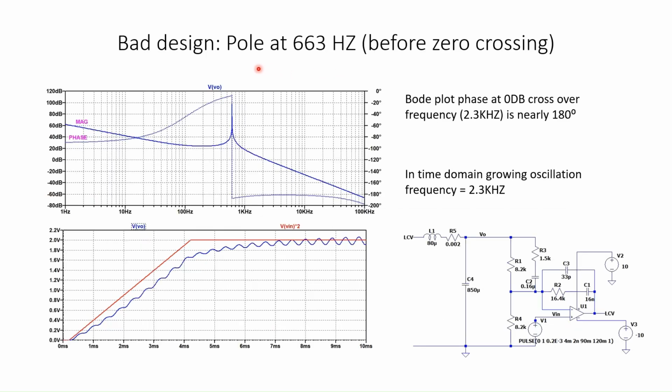I have done a bad design to compare with the design we have been discussing so far. So this is the open loop Bode plot of this bad design. Earlier, we had a pole after the magnitude plot crossed 0 dB. The magnitude plot crossed 0 dB at a single slope of 20 dB per decade. So now I put this pole here, shifted to the resonant frequency.